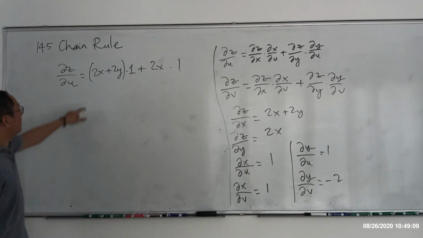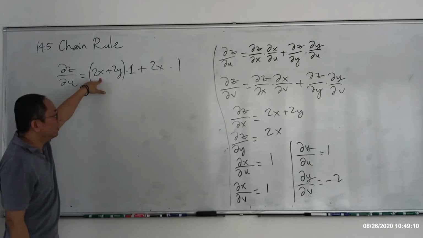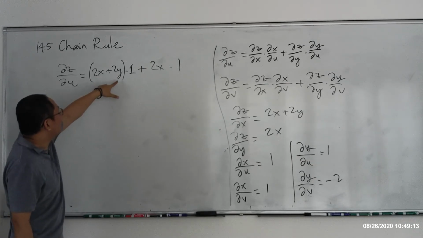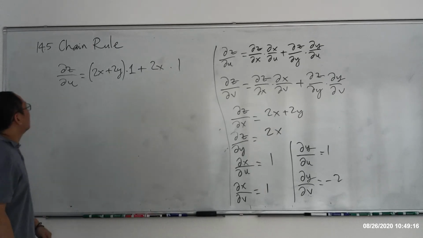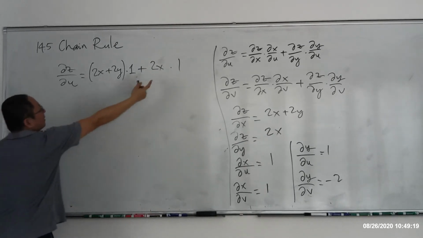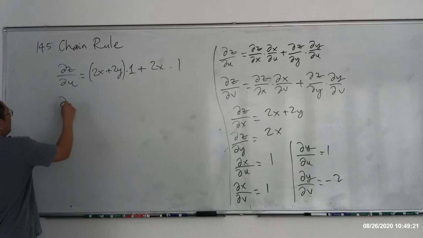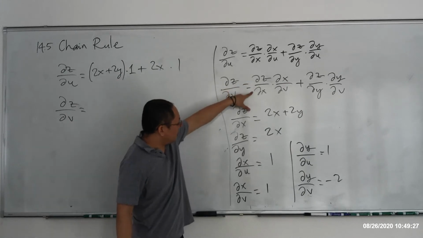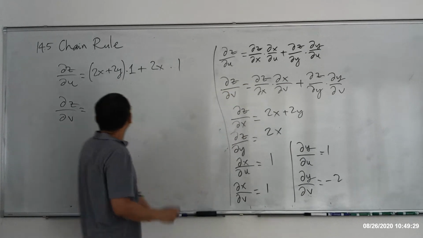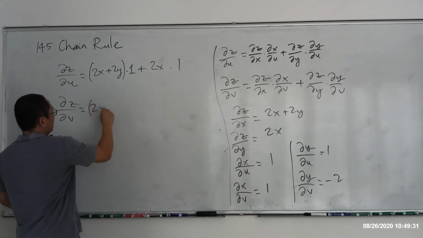Okay? And keep in mind that x is u plus v, and y is u minus 2v, you plug them in. Right? A little bit more, but this is the idea. Similarly, you want to calculate dz over dv. You do exactly the same thing, but using this line right here. dz over dx, dz over dx is 2x plus 2y.